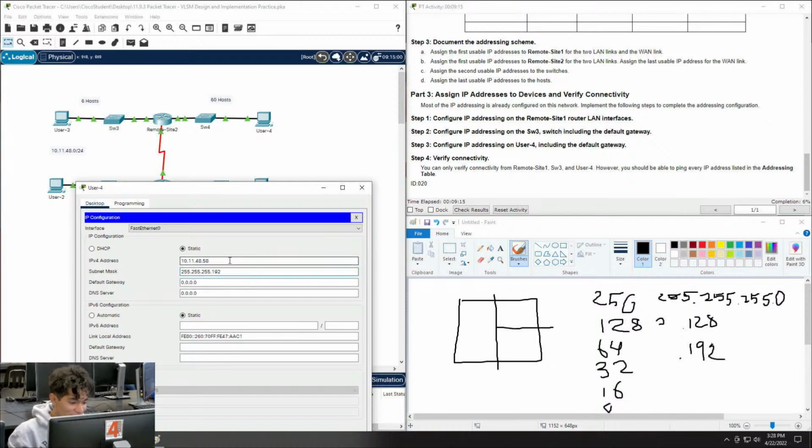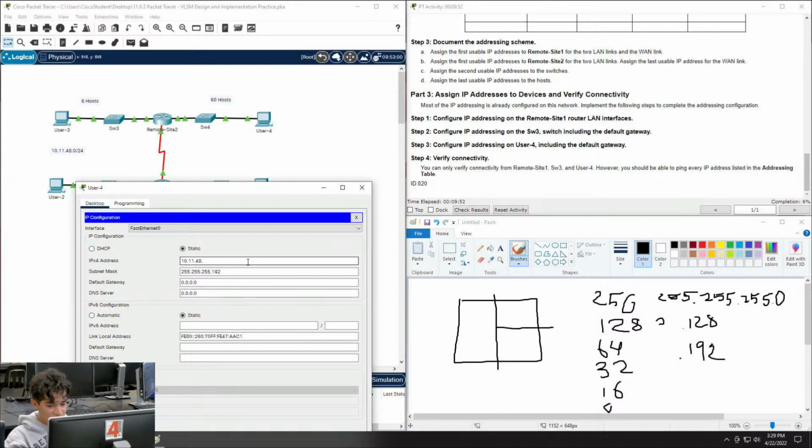Oh, I might have accidentally put 196 instead of 192. Okay, so now that we have the subnet mask, we could try to figure out the IPv4 address. Since it's a host, we would want to use the last usable address in the hosts provided. Because when you subnet it, you have 64 hosts, but you only have 62 available, since 2 of those IP addresses would be used for broadcast and for the next network.